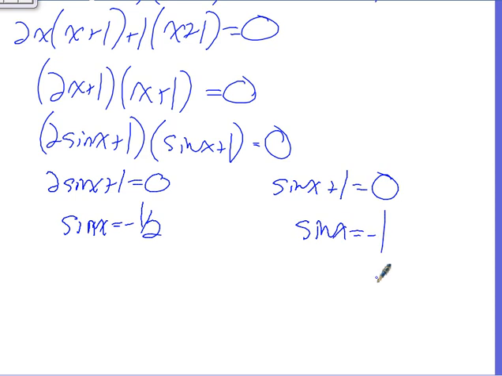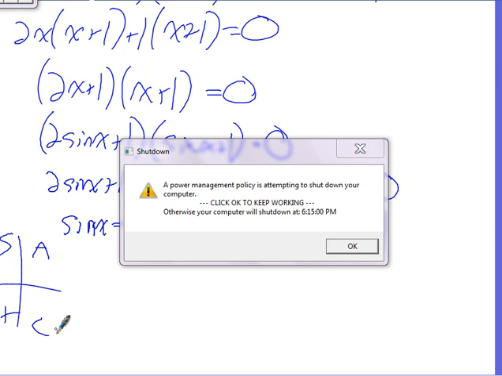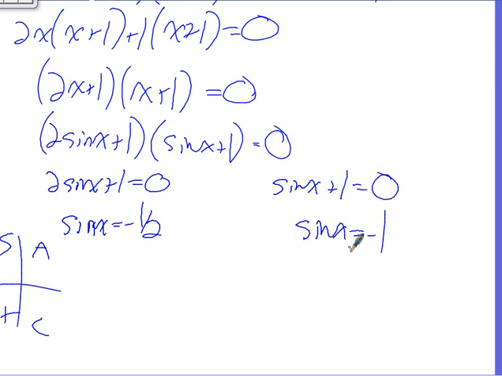So here notice the sign is negative. So when I'm looking at my table, sine is negative in the third and fourth quadrant. So I need to find the angle in the third and fourth quadrant that equals 1/2. So the sine of 1/2 is 30 degrees. So what I want is a 30-degree reference angle in both the third and fourth quadrants. So 180 plus 30 is going to be 210. And 360 minus 30 is 330.